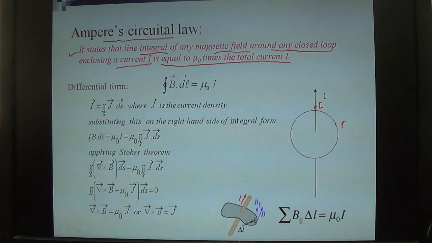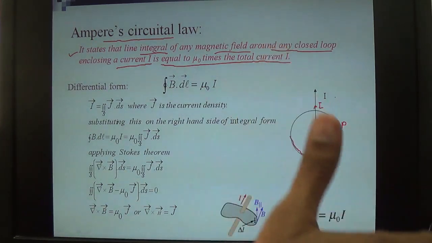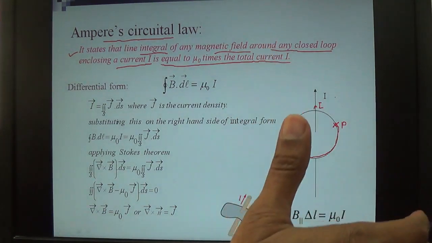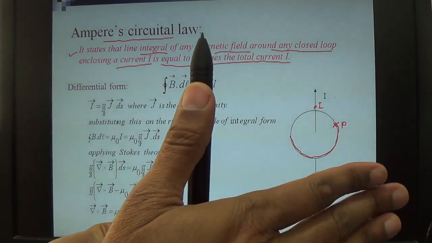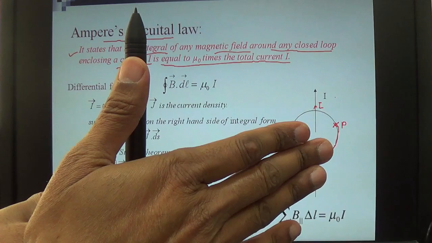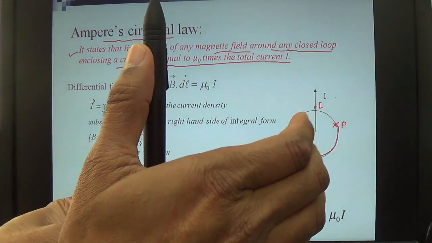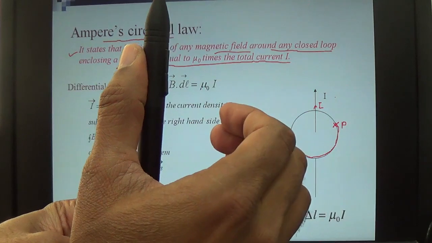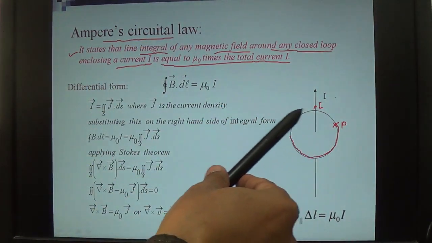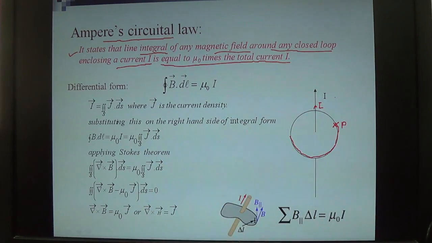Suppose you have to calculate the magnetic field at this point. You know that the magnetic field lines are moving like this, inward into this. This is the direction of the wire, and at this point P you have to calculate the magnetic field. These magnetic field lines will be inward like this, so you have to consider a circle here. This is a closed loop, and you have to find the magnetic field at this point.